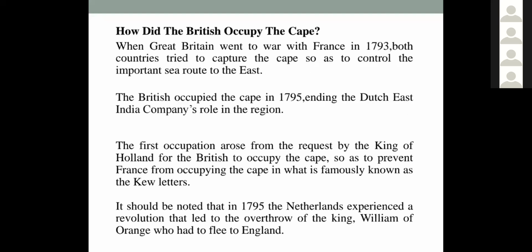We are continuing. It should be noted that in 1795, the Netherlands experienced a revolution that led to the overthrow of the King, William of Orange, who had fled to England. I think I have already explained this: in 1795, the Netherlands, or what we call Holland, and when we say Holland or the Netherlands we actually mean the same country, experienced a revolution, and the king was overthrown and had to flee to England. And when he fled to England, that's when he issued what we call the Kew Letters that requested Britain to take over the Dutch possessions, including the Cape.